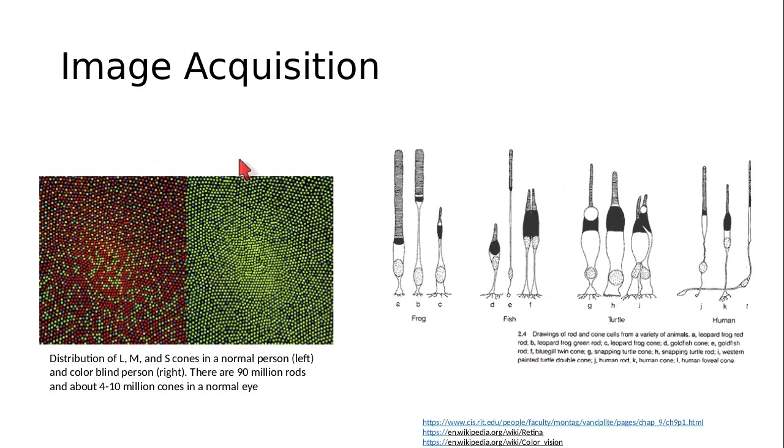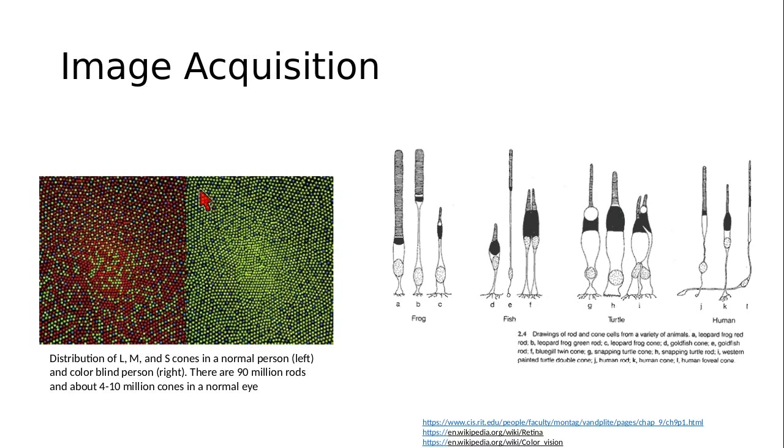This diagram again shows the distribution of L, M and S cones in a normal person. So you can see that you have a large number of L cones, which are sensitive to long wavelength or red color light. You have a few M cones, the green dots, and you also have a lot of S cones, the ones that are sensitive to blue light.